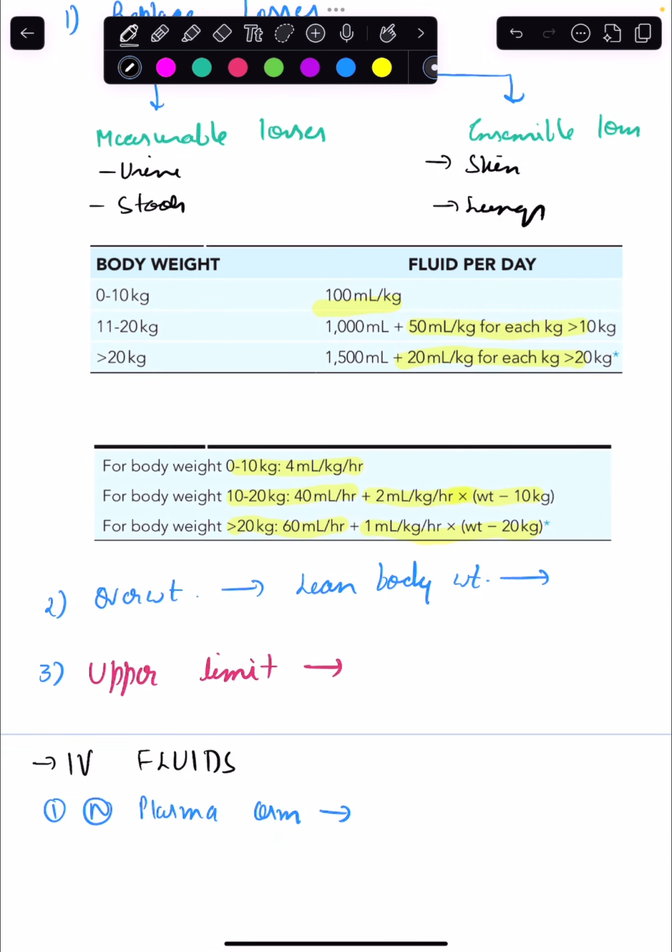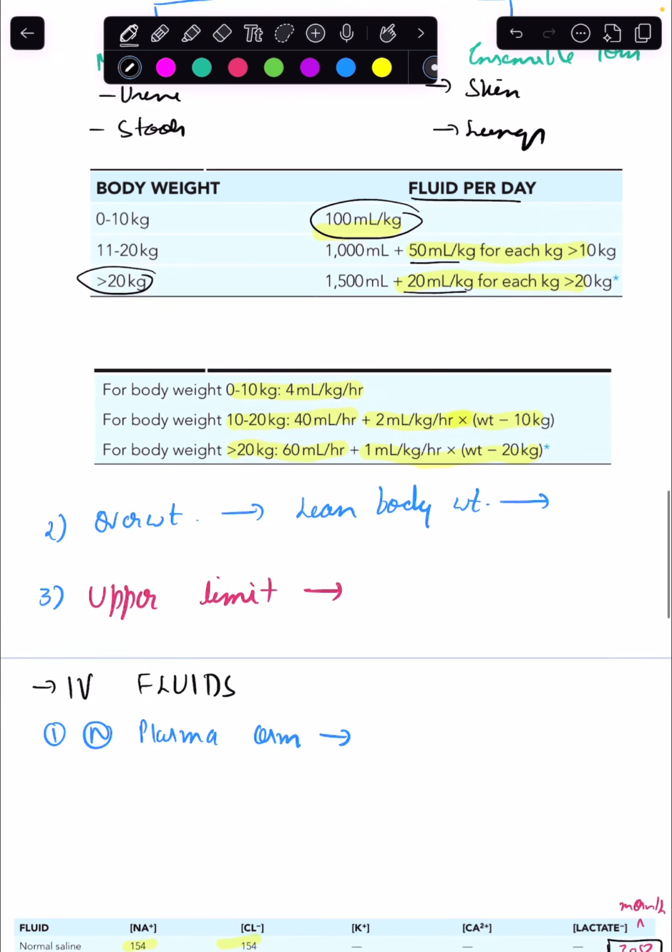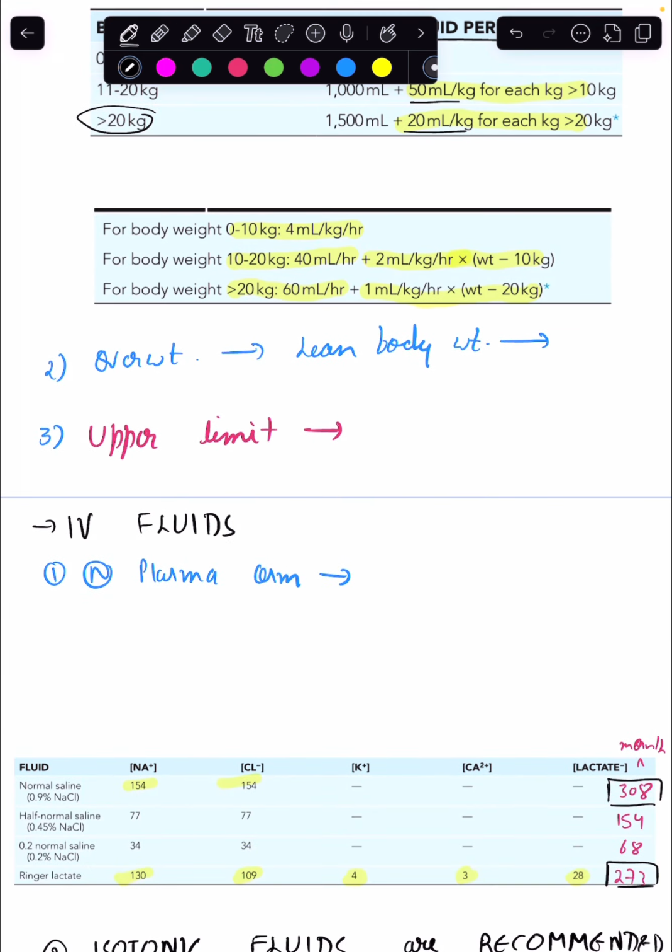How do we calculate the maintenance fluid? We use the Holliday-Segar formula. For the first 10 kg it is 100 ml per kg. Now for the next 10 kg we add 50 ml per kg, and if the child is more than 20 kg we'll add 20 ml per kg for each kg above 20 kg. Now we give maintenance fluid orders in terms of ml per hour.